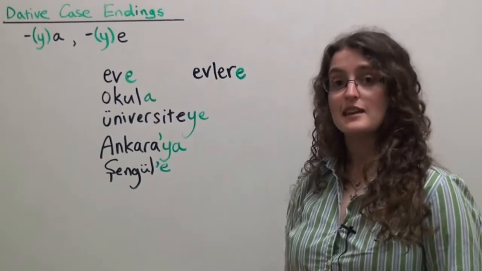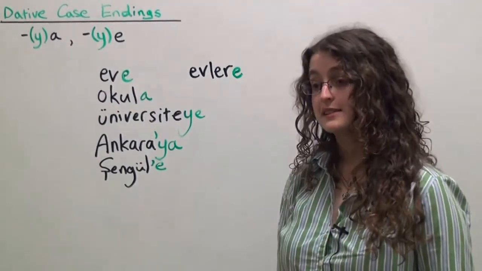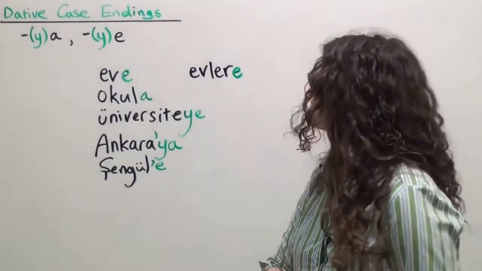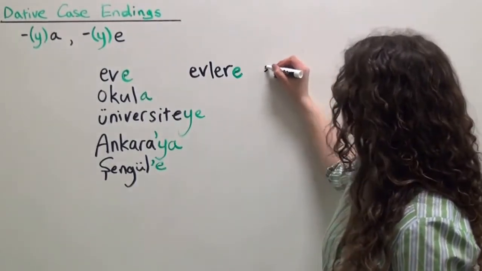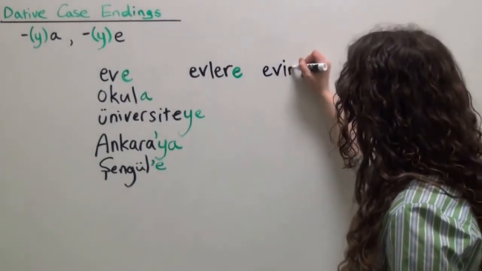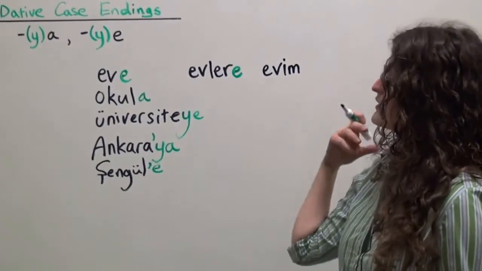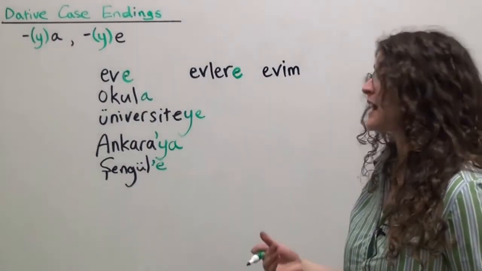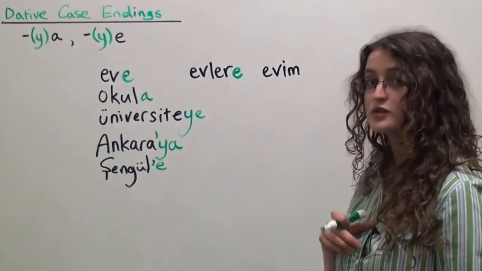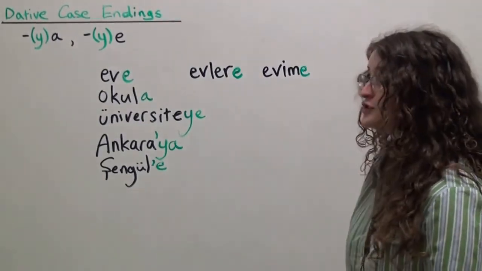We can also add the dative case ending after a possessive suffix. So if we want to say towards my house, we'll start again with the Turkish word for house, ev, then add the possessive suffix im, evim, my house. To say to my house, we'll simply add the appropriate version of the dative case ending after our possessive suffix. So to my house is evime, to my house.